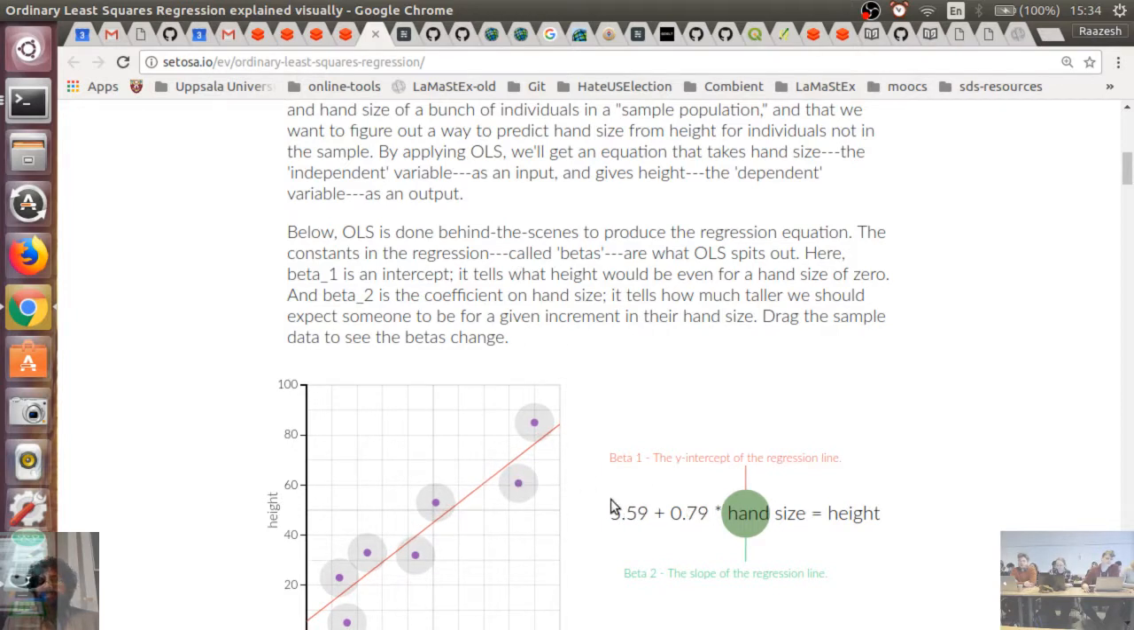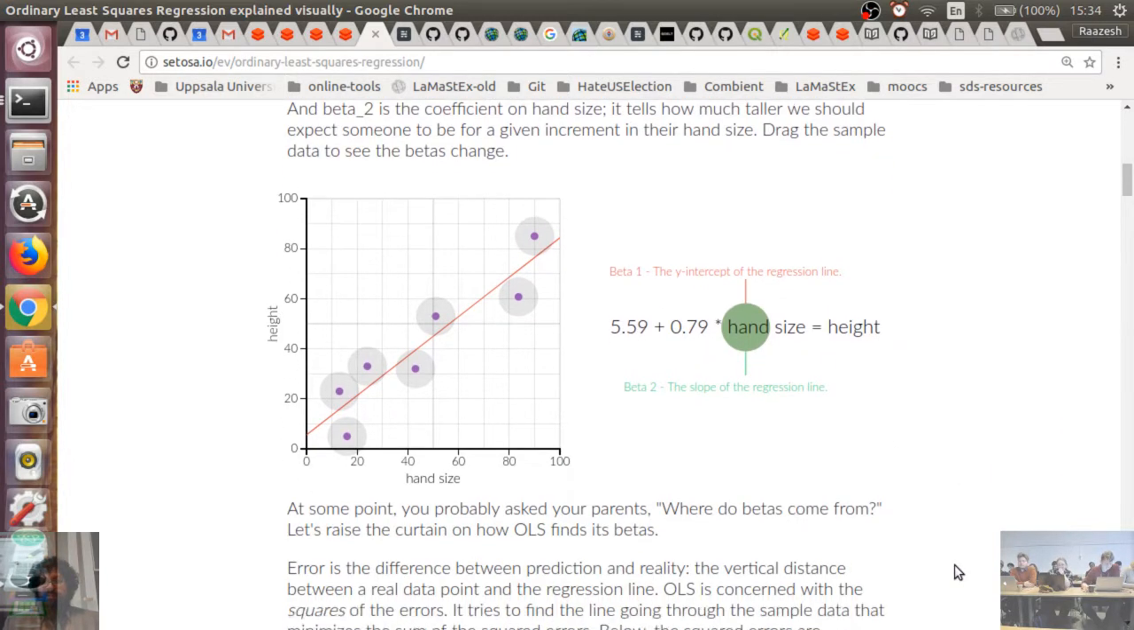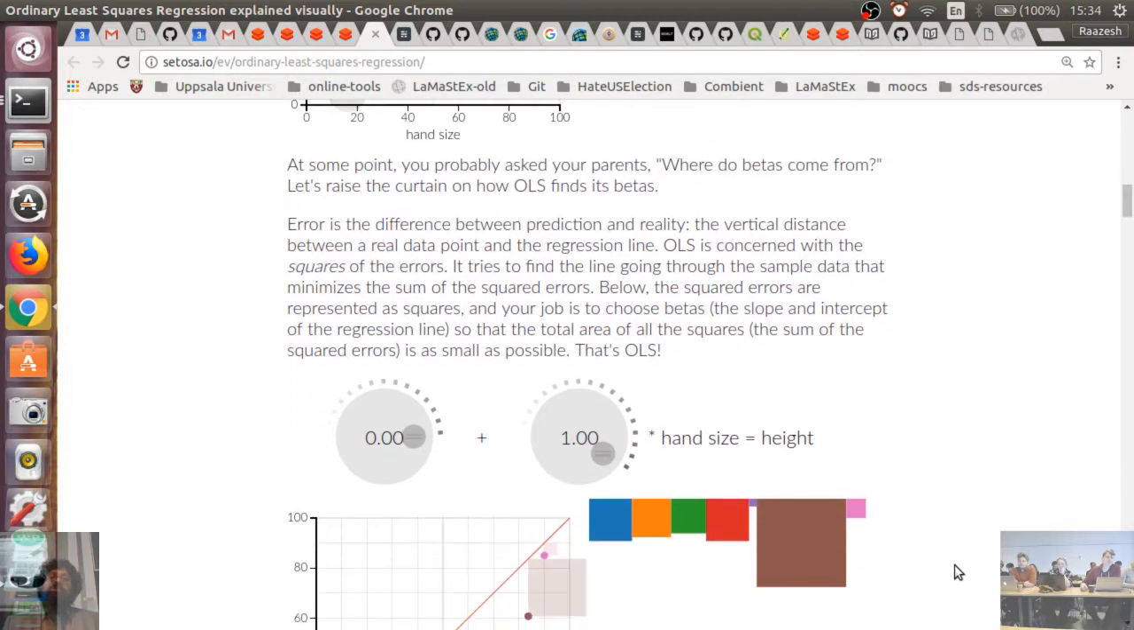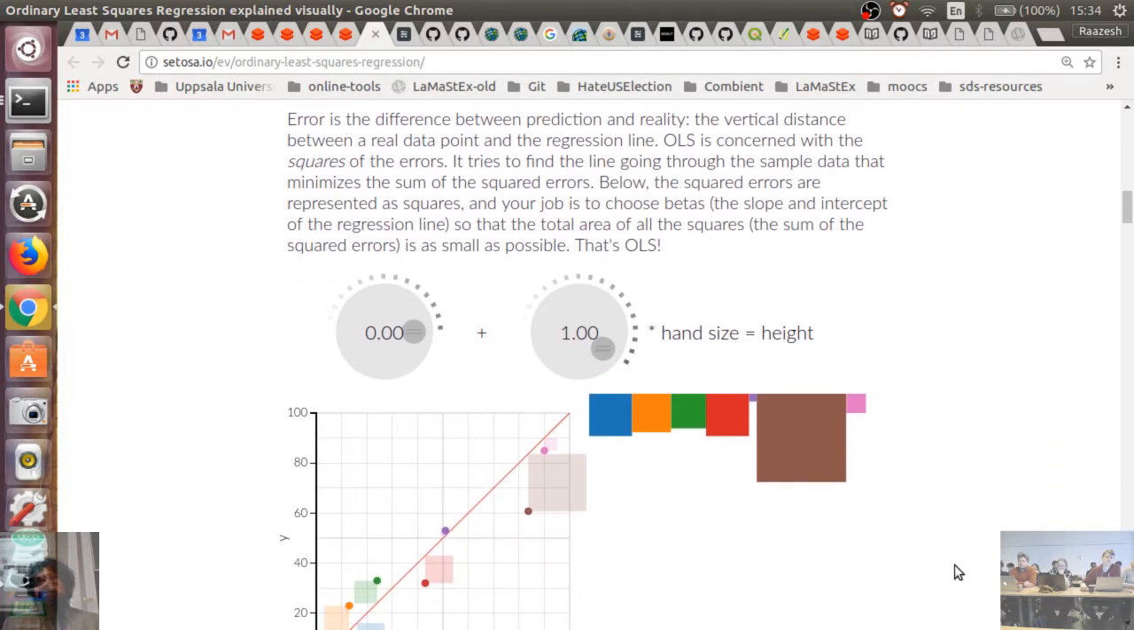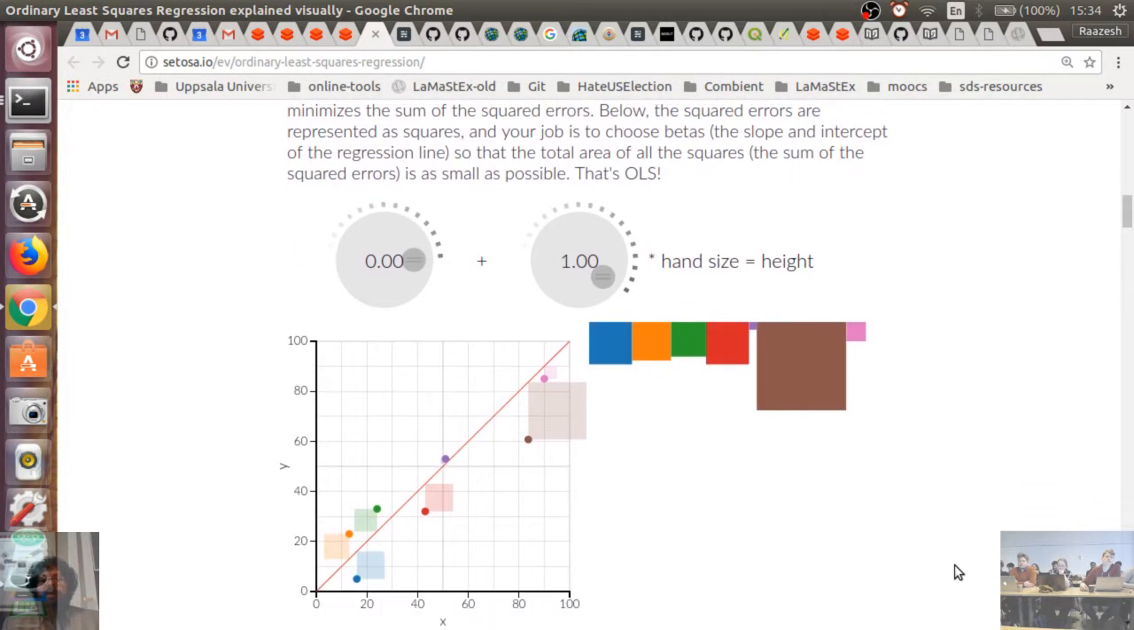These particular values, 0.59 and 0.79 for the intercept and the slope, are coming from a principle which you will learn in much more detail in the foundations course. It's called the maximum likelihood principle. But we can just look at it from an optimization point of view.